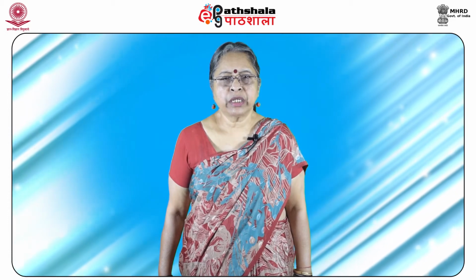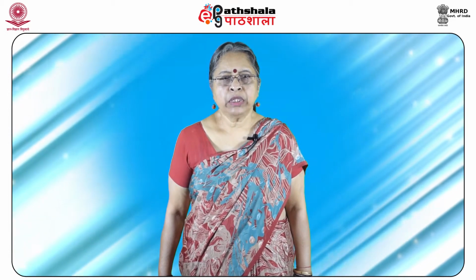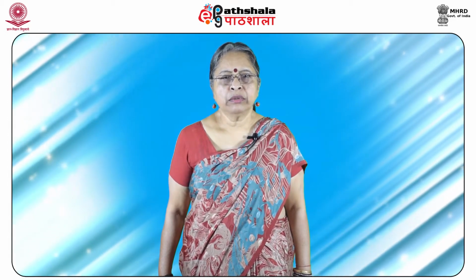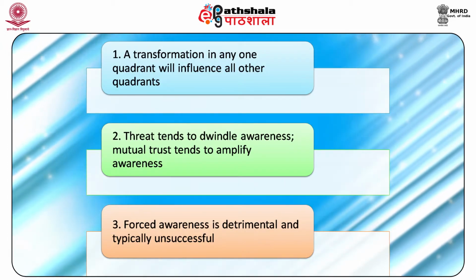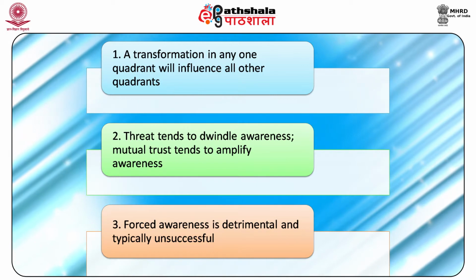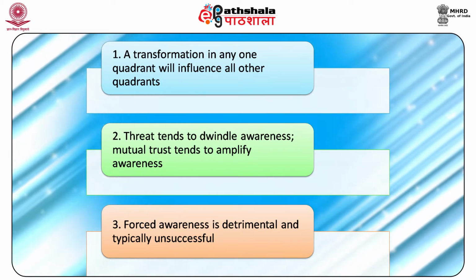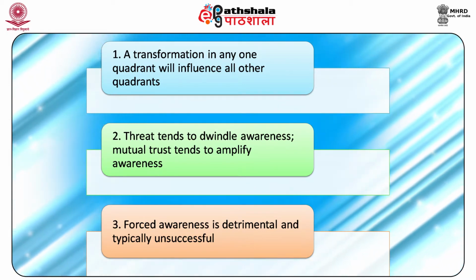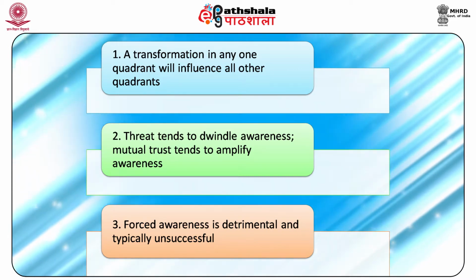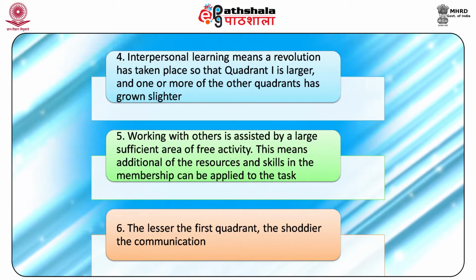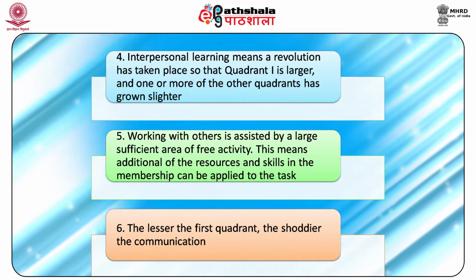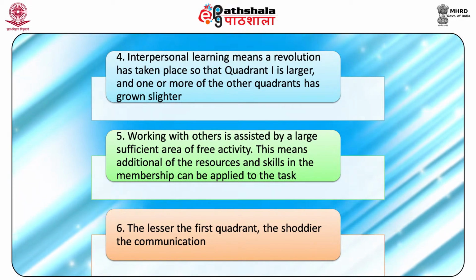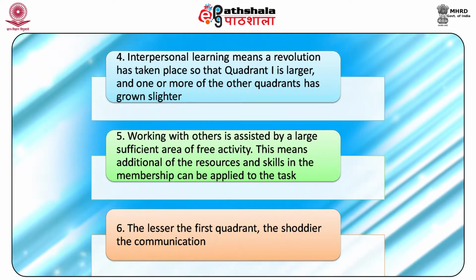Let us now understand the principles of change within the Johari window. Principles of change within the Johari window are discussed below. A transformation in any one quadrant will influence all other quadrants. Threat tends to dwindle awareness. Mutual trust tends to amplify awareness. Forced awareness is detrimental and typically unsuccessful. Interpersonal learning means a revolution has taken place so that quadrant 1 is larger and one or more of the other quadrants has grown slighter.